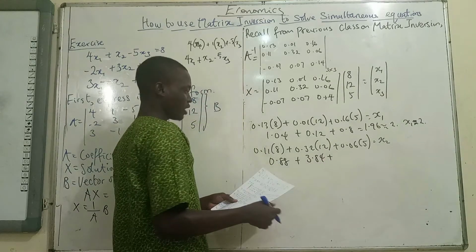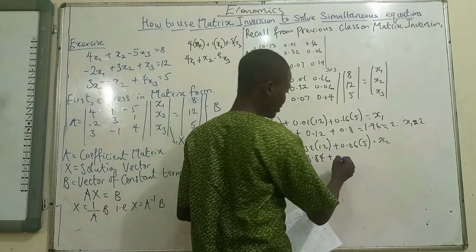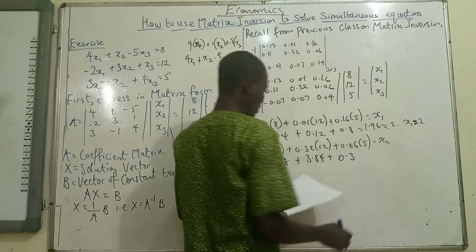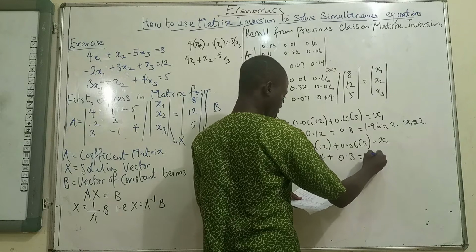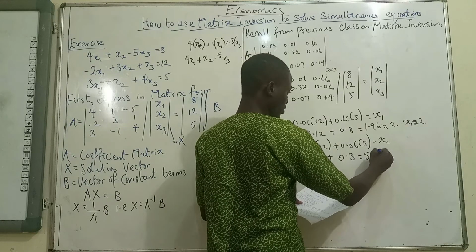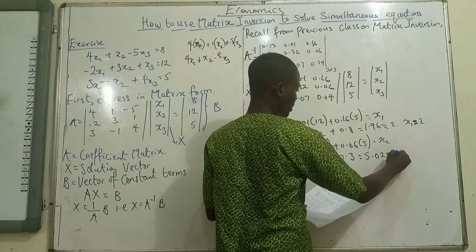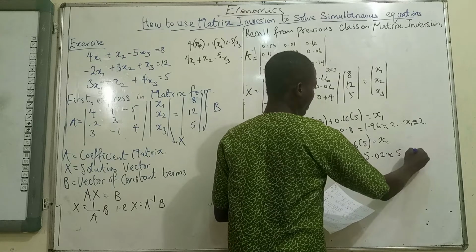Make sure that you have your pen, your book, and you're writing these things down. You are verifying with your calculators. Okay, 0.03, and this will give us 5.02, which is approximately 5, and that is divided by x2.